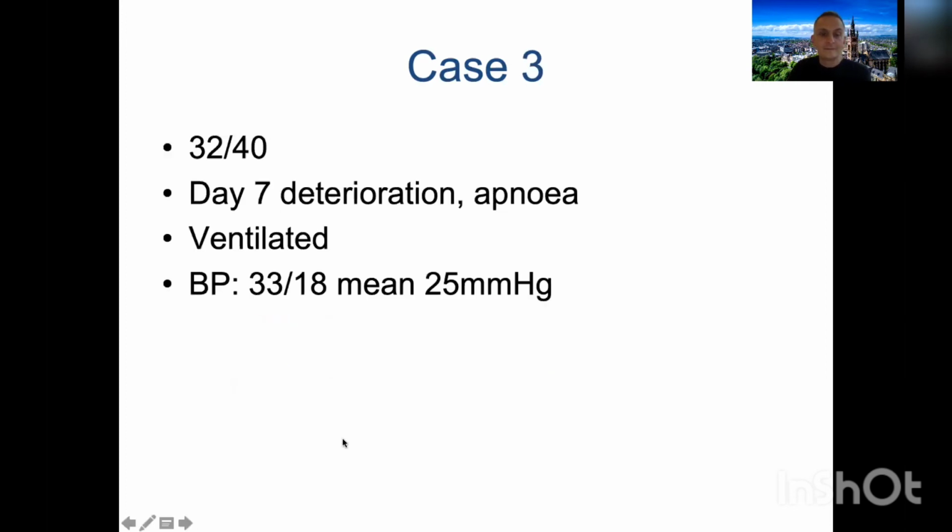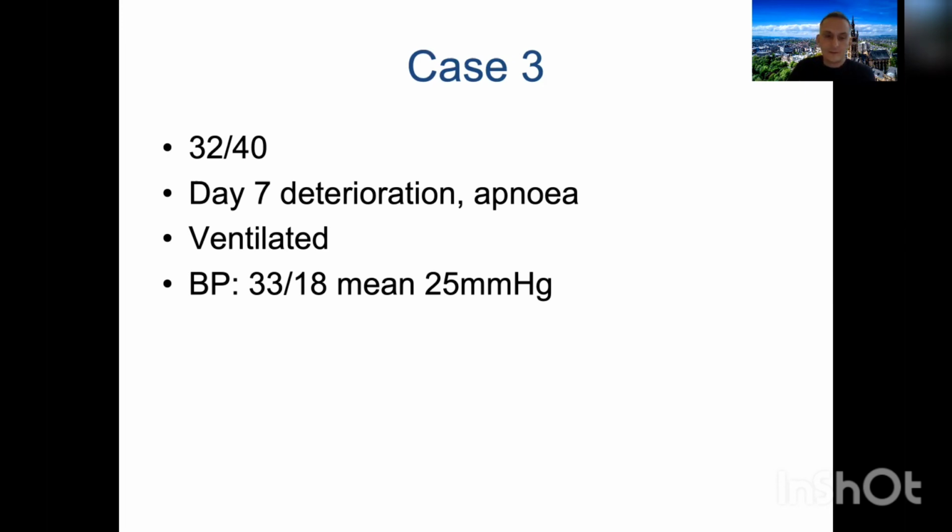Okay, last case. Preterm baby born at 32 weeks gestation. On day 7 of life, he deteriorates, is apneic and needs to be ventilated. Blood pressure here is 33/18 with a mean of 25 millimeters of mercury. So we've got a pulse pressure here of 15 millimeters of mercury, but a low mean pressure. So the baby is hypotensive.